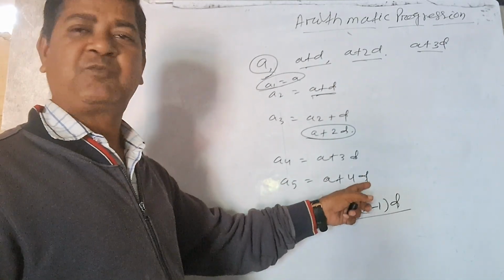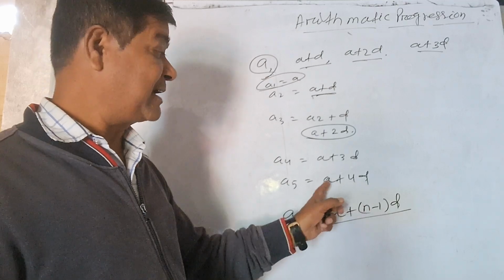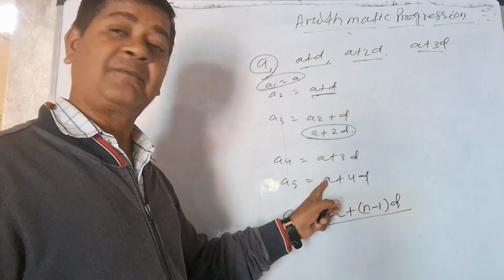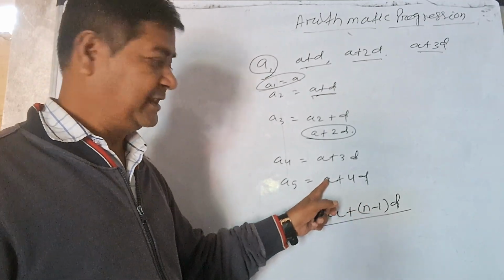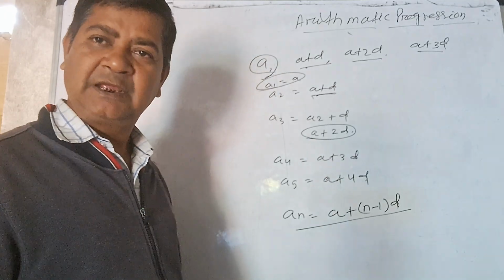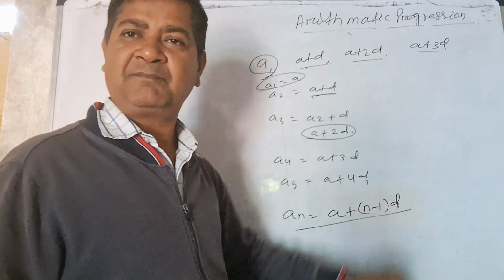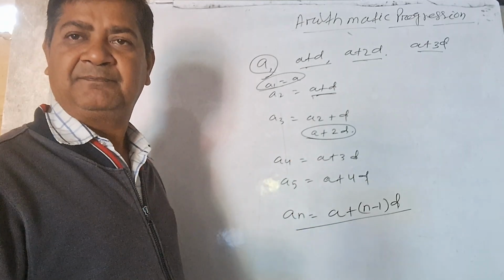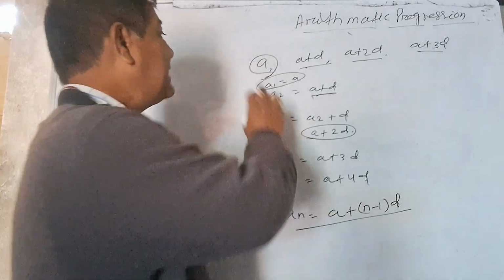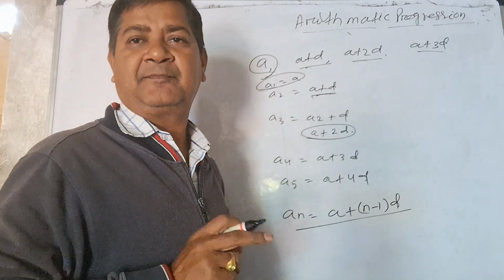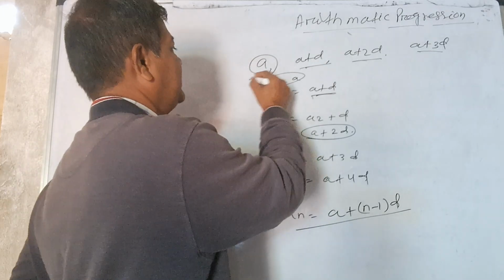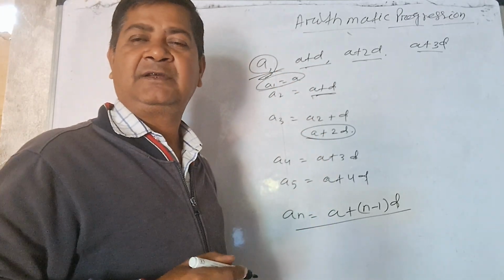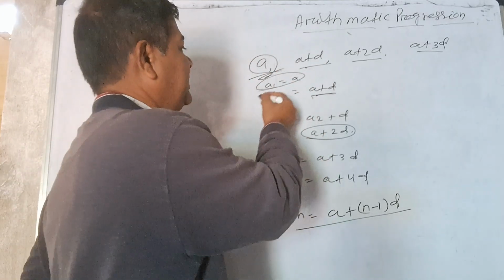For a5, there are 4d, added to a. Because a is the first term, then add another 4d, you will get the fifth term. The number of d's is one less than the term number. Because the first term is only a, there is no d. In the second term you add d.